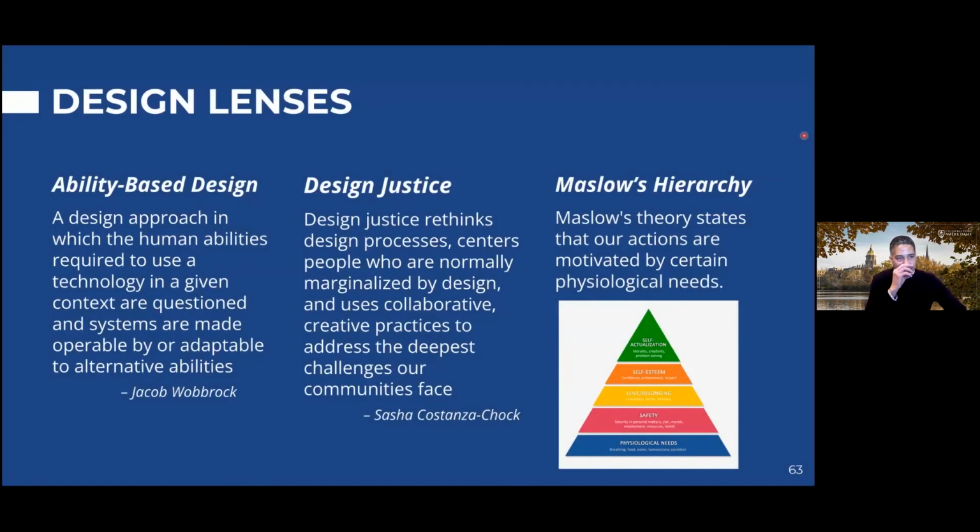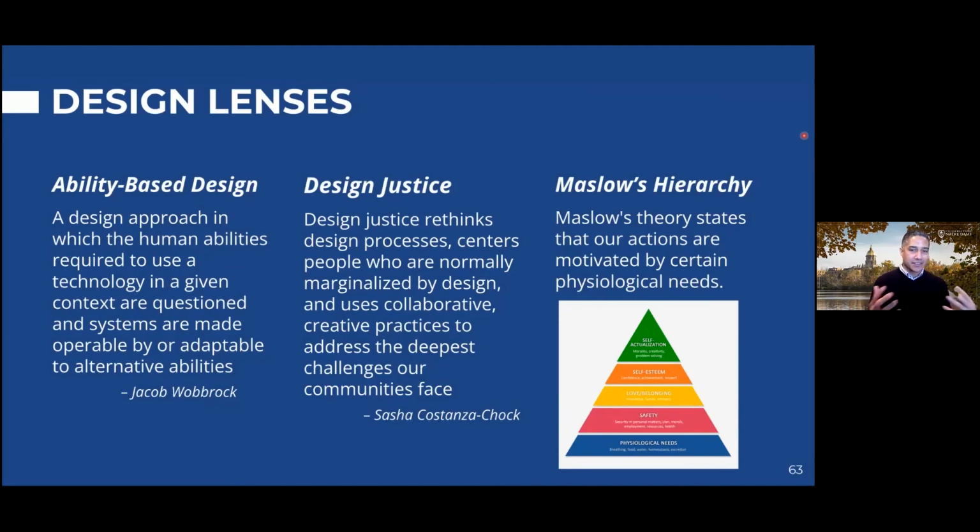Before I conclude, I just want to briefly talk about some of the lenses that we have used for our design work and that I think have been valuable in how we approach these problems. The three particular lenses that I've found really useful to consider are ability-based design, design justice, and Maslow's hierarchy of needs. If you're familiar with ability-based design, it's basically an approach where we focus on what people can do and not on what they can't do. It's often used when considering physical abilities, and it comes from the accessible computing community.